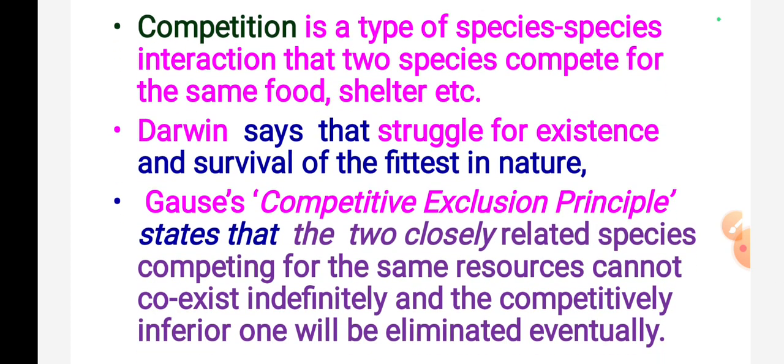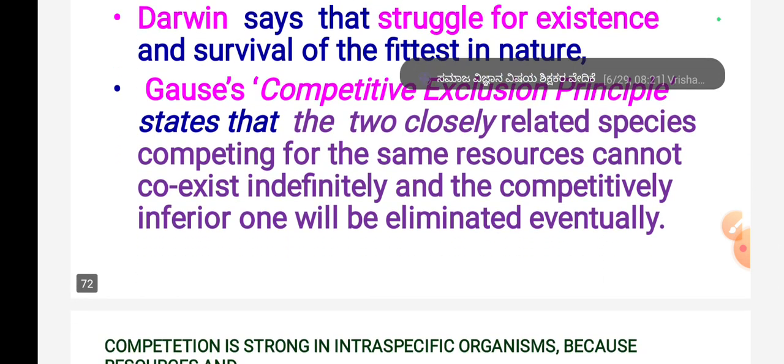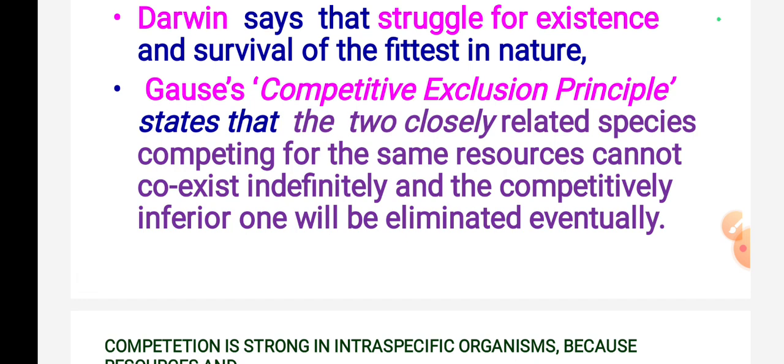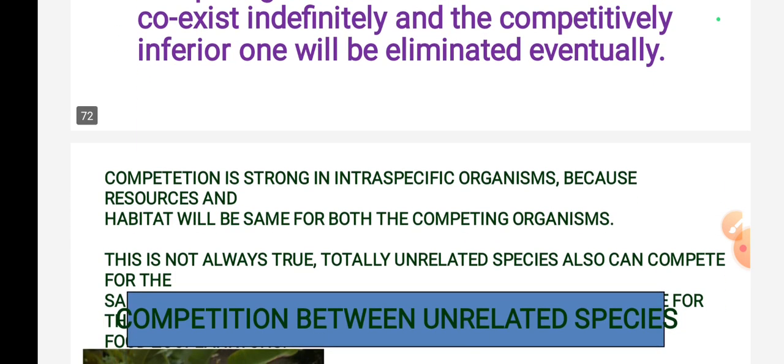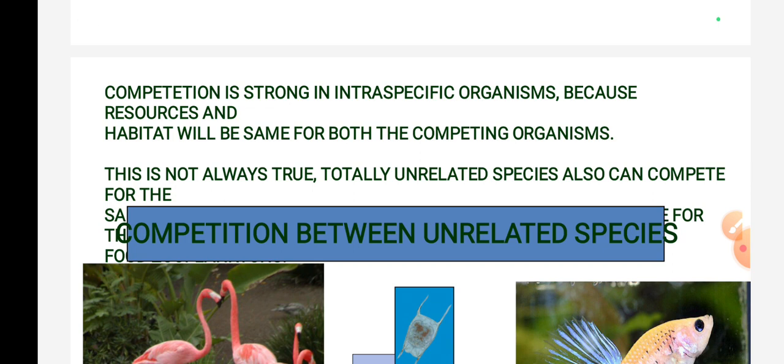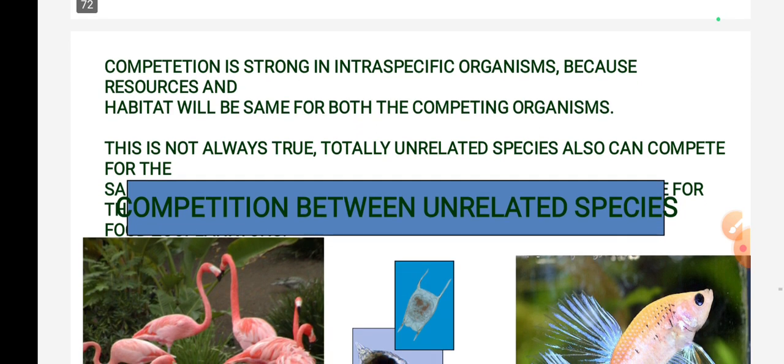Darwin says that there is a struggle for existence and survival of the fittest in nature. Then Gause's competitive exclusion principle, it's important, states that two closely related species competing for the same resources cannot coexist indefinitely, and the competitively inferior one will eventually be eliminated. Competition is strong in intraspecific organisms because resources and habitat will be the same for both competing organisms.